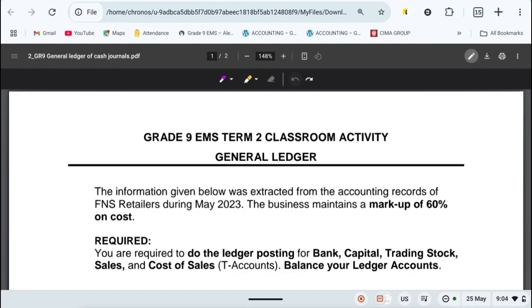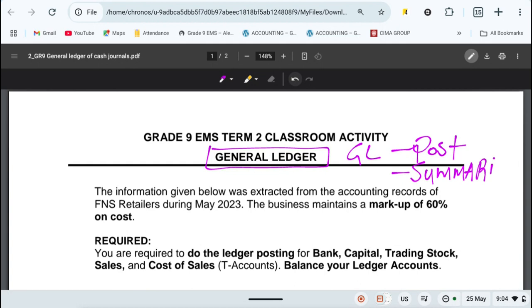So without any waste of time, we are going to do the general ledger, the GL. We know that we post to the GL, and we know that the GL is used to summarize information. How does it summarize it? Using T accounts. This makes it easier for the business to be able to interpret certain accounts in the business.